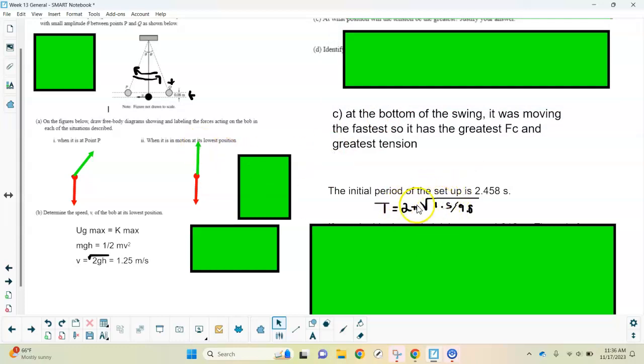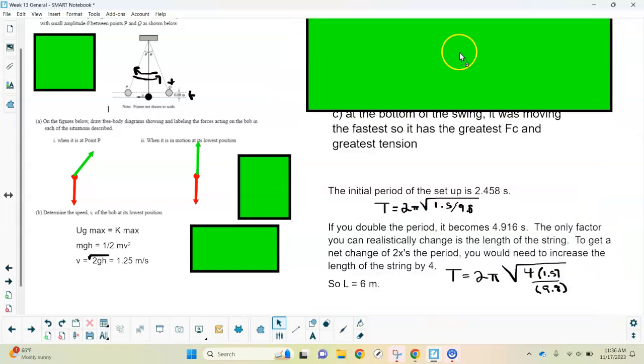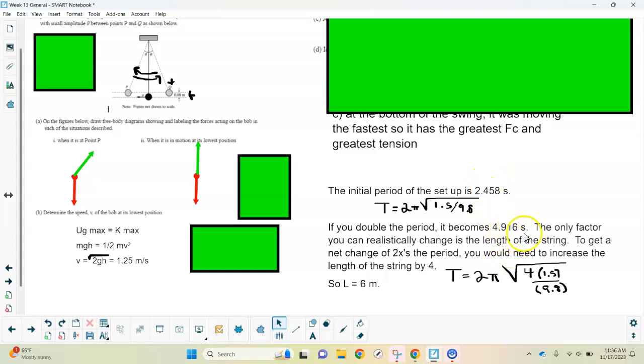Again, the square root of L is directly related to T. So if you want to double the outcome, you have to make L 4 times bigger. The only factor you can change that really makes sense is L. You could also decrease g, and that would work as well, but you can't really decrease the acceleration due to gravity. So you put a 4 inside the radical, and when you take the square root of 4, you get 2 times bigger. So 4 times 1.5 gets you 6. If you made the length 6, you would get a period which is twice as big.